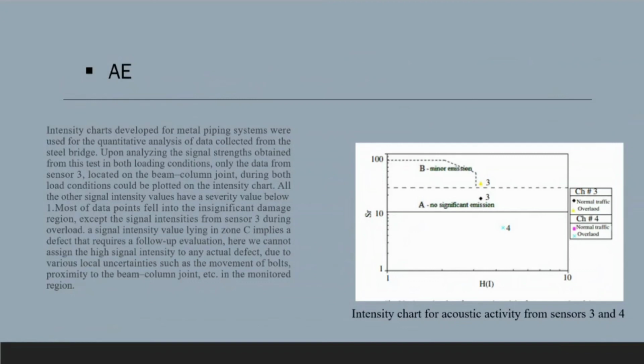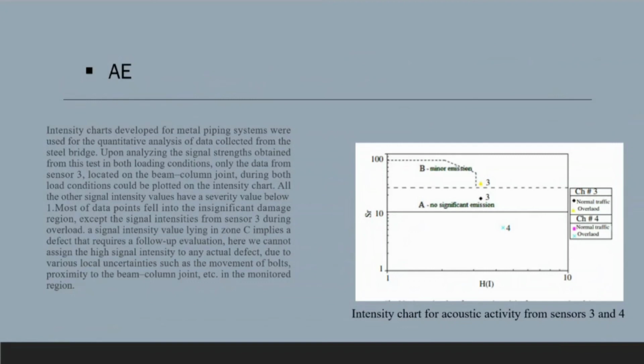A signal intensity value lying in Zone C implies a defect that requires a follow-up evaluation. Here we cannot assign the high signal intensity to any actual defect due to various local uncertainties, such as the movement of bolts, proximity to the beam column joint, etc., in the monitored region. Next.